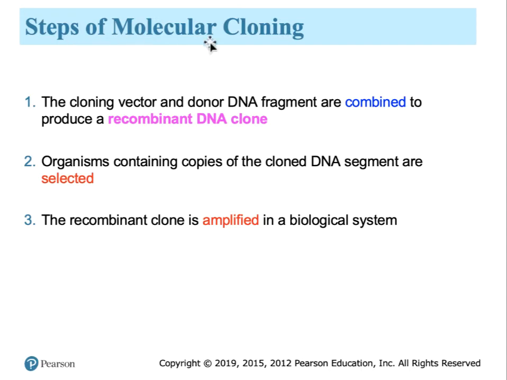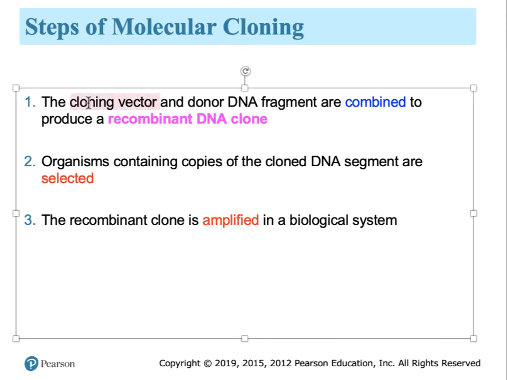So the steps to molecular cloning are illustrated over the next few slides. The vector, the piece of DNA that you use to contain and manage your fragment, and your donor DNA fragment, the fragment that you're interested in cloning, are combined. And they are combined to produce something called a recombinant DNA molecule. That should be the word molecule. And the organisms containing copies of the cloned DNA segment are selected.